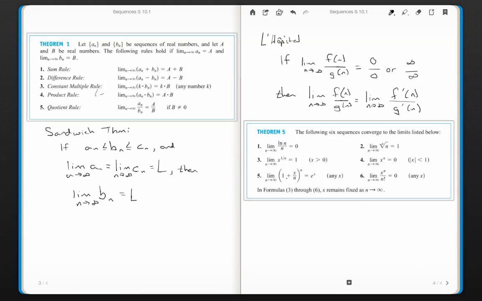The limit of 1 plus x over n to the n is e to the x. Okay, that's kind of an interesting one. The limit of x to the n over n factorial equals 0. So the factorial grows faster than this exponential case here, for any x. It doesn't matter what x is. x could be really big, and factorial still grows faster. So that goes to 0. So this is a handy toolbox. We're going to come back and look at this a lot. But for now, let's take a look at some examples.